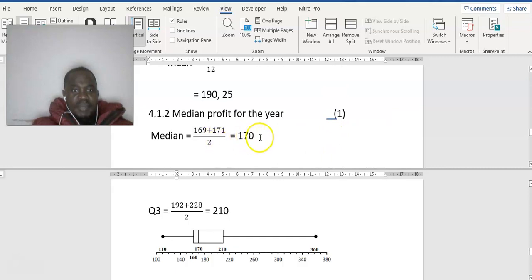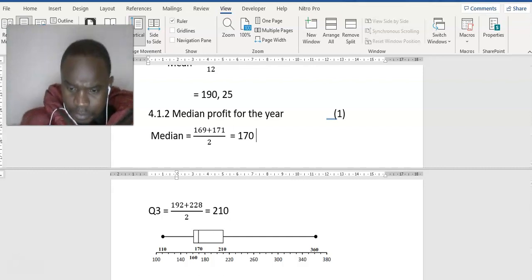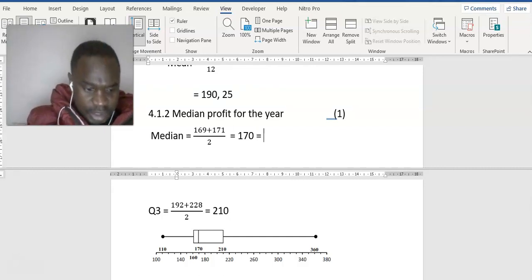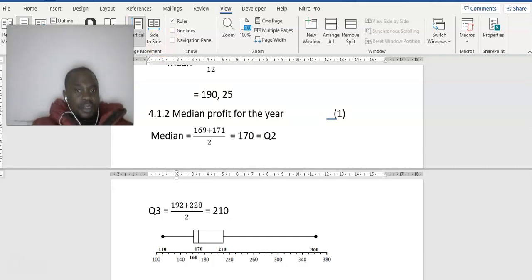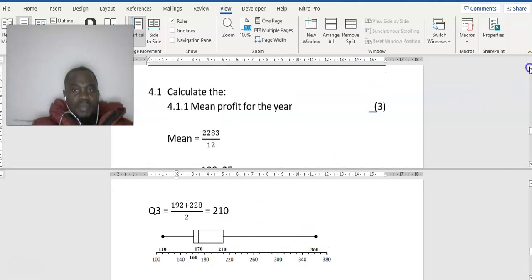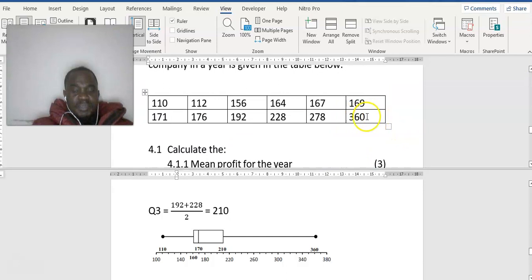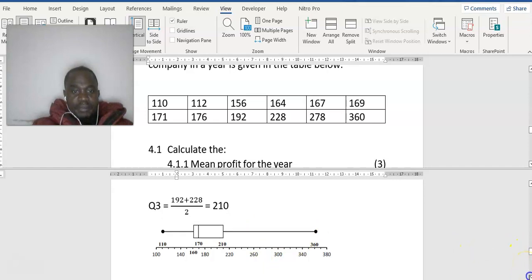Remember, Q2 is the same as what? Median. So Q2 is the same as what? Median. Okay. Then our Q2 is 170 and our Q3 is 210. We calculated it to be 210. And our maximum value is 360. What is our maximum value? 360. We have drawn our box and whisker diagram.